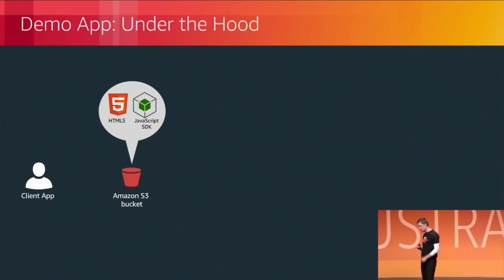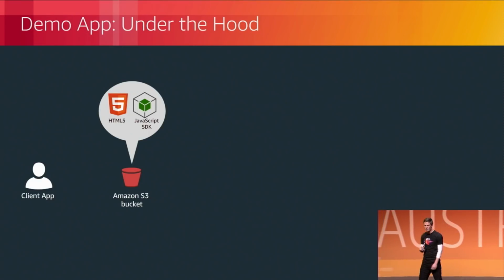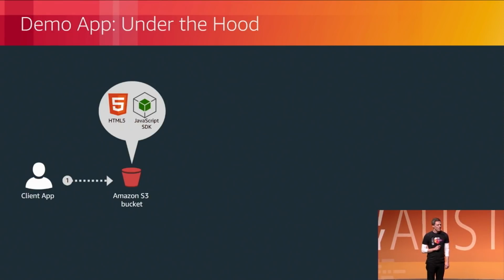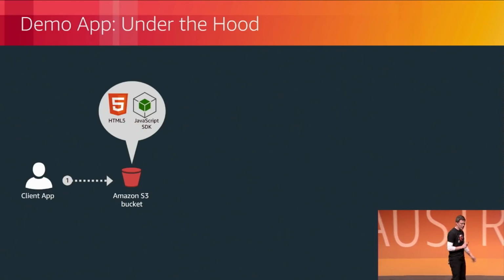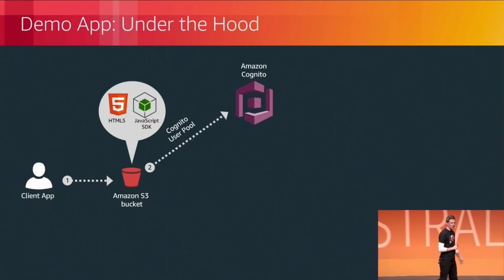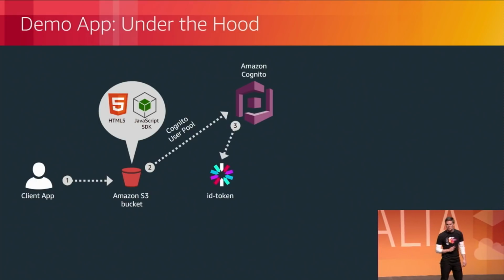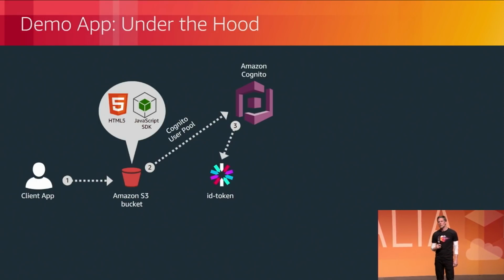Nirav has built us a simple to-do list. It's all hosted on a static S3 bucket. The way it works is we are going to navigate to this bucket, and we will be asked to either register or log in. If we log in, we'll pass our username and password off to Cognito, and assuming I've put in my username and password correctly, I'll be issued an identity token.